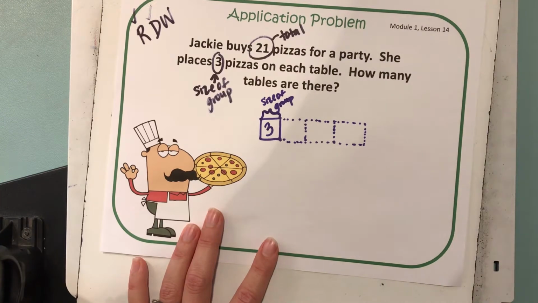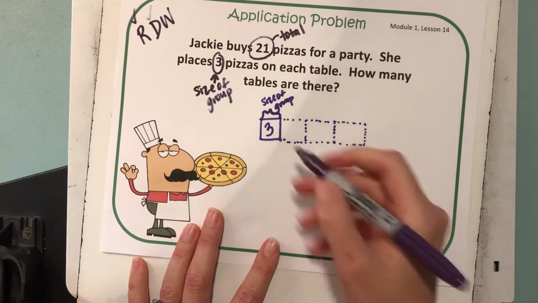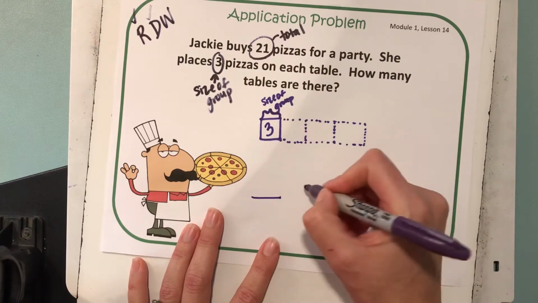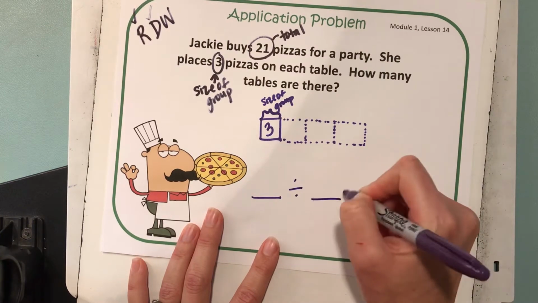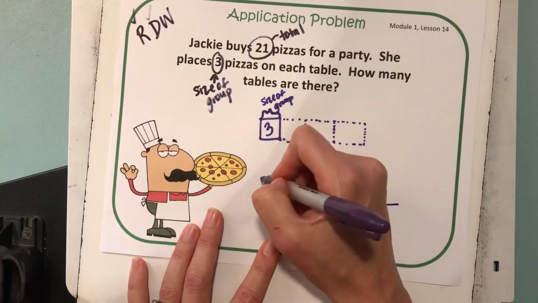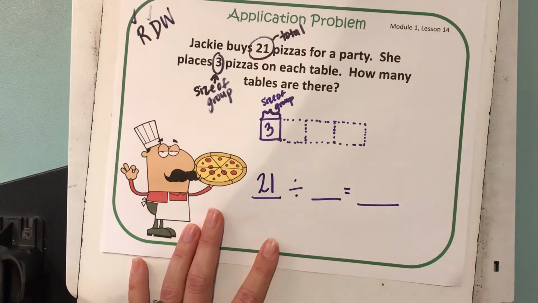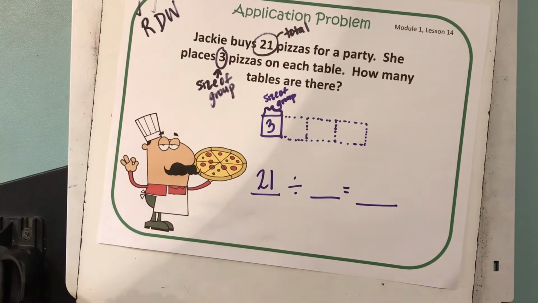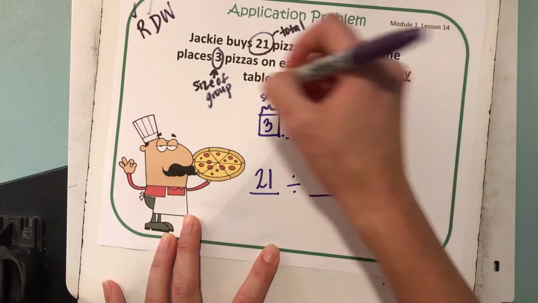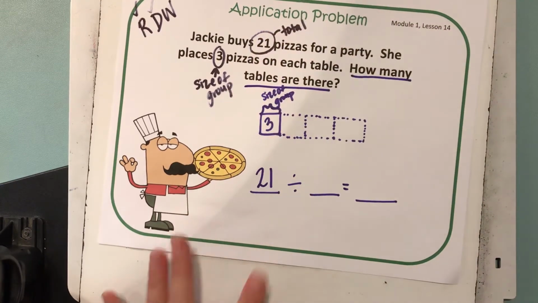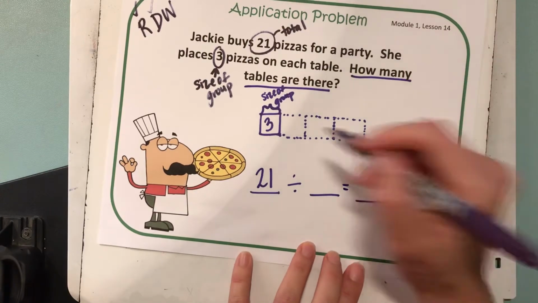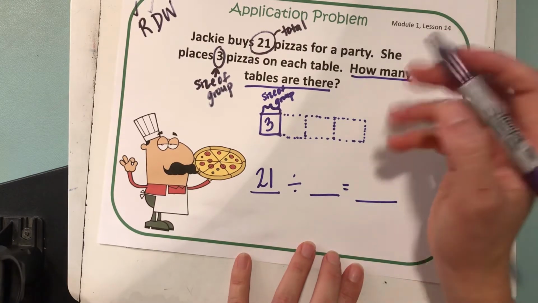Ooh, before I go any further, can I set up my problem? I know that I'm dividing, right? Because I notice here that the total, they're giving me the total. And we're trying to figure out the number of groups. So, I forgot to underline my question here. How many tables are there? That's what we're trying to figure out, the number of groups. Okay, so I'm going to skip count by 3s until I get to 21.